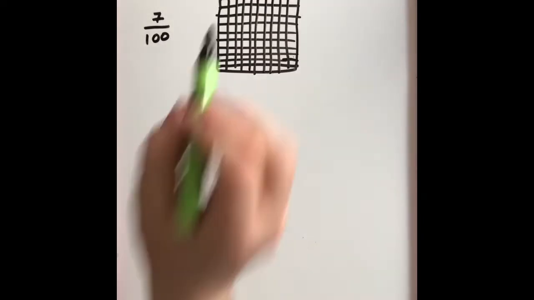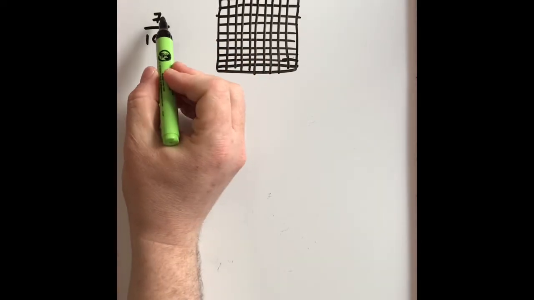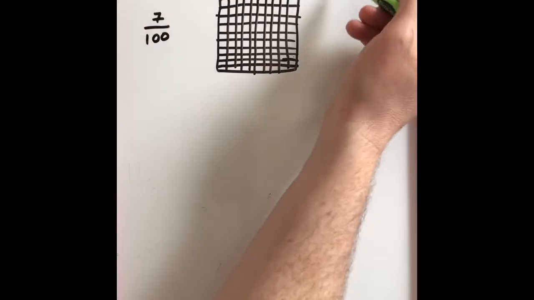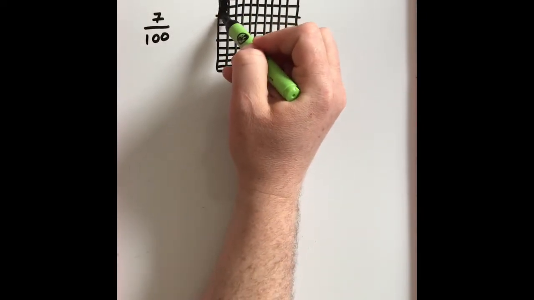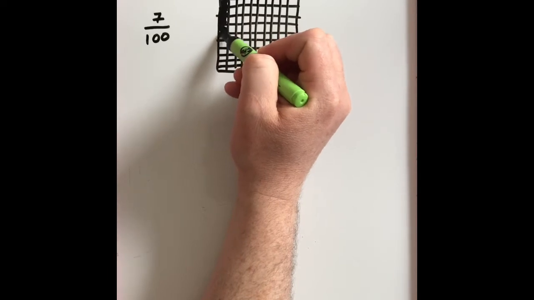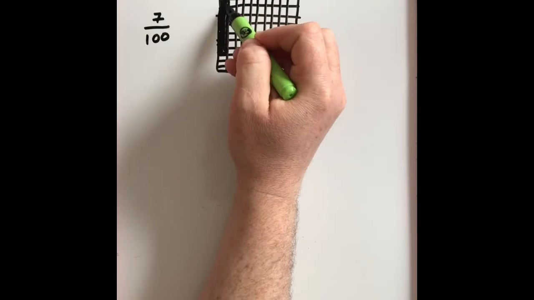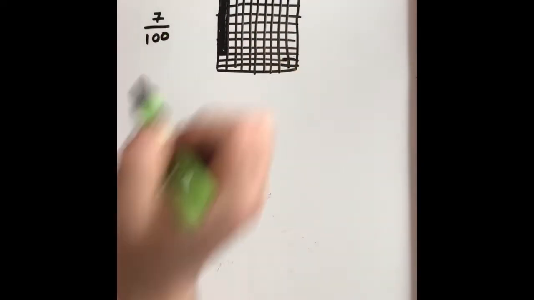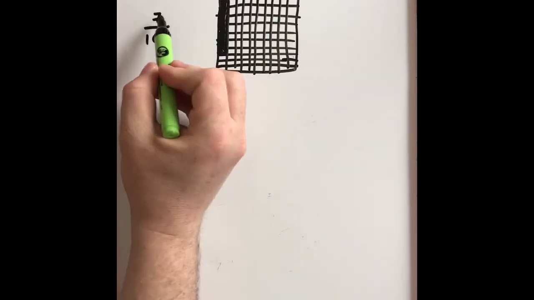So we've got 7 of them. 7 out of 100. If that was a test score, 7 out of 100. So 7%, 7 hundredths. 1, 2, 3, 4, 5, 6, 7. So there is 7 hundredths. What does that look like? We've got 100 equal parts, of which I have 7.